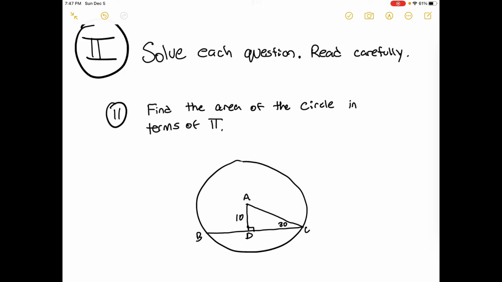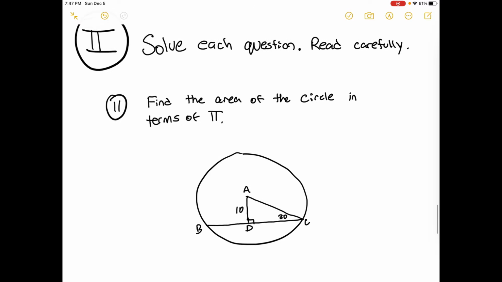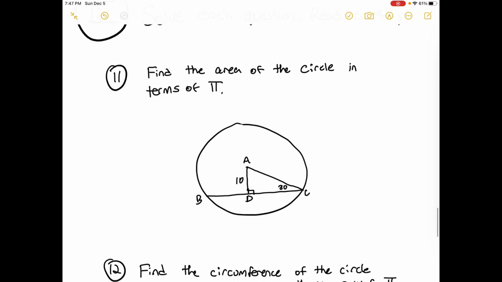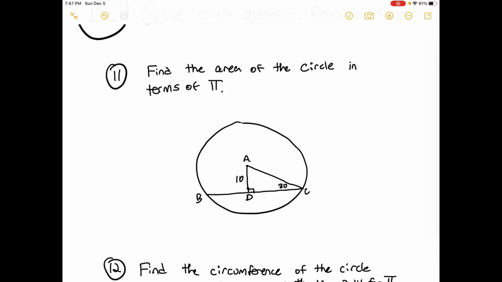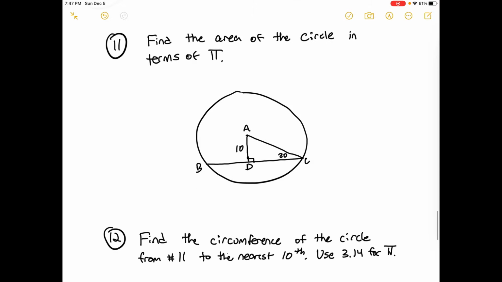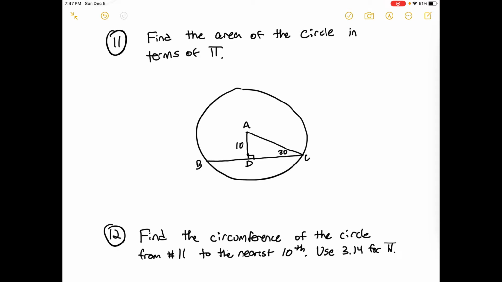On these next few questions, you need to read the question carefully. Make sure you know what the question's asking for. And on 11 and 12, we're going to use this circle. 11, we need to find the area of the circle in terms of pi. And 12, we need to find the circumference of that circle to the nearest tenth, and we're going to use 3.14 for pi. So I want you to try 11 and 12 on your own, and then I'll go back through them.